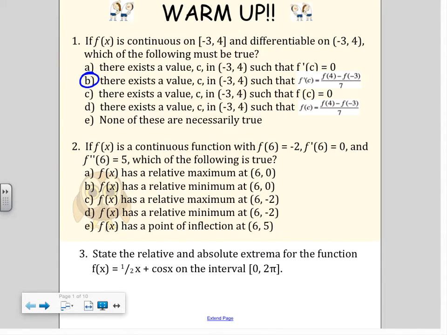and so that answer would be choice B. For question 2, if f is a continuous function, f of 6 is -2, f prime is 0, and f double prime is 5.